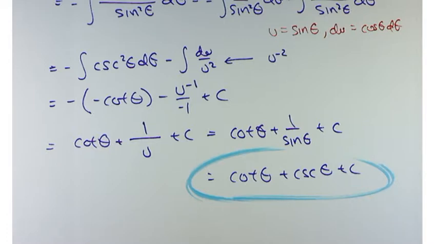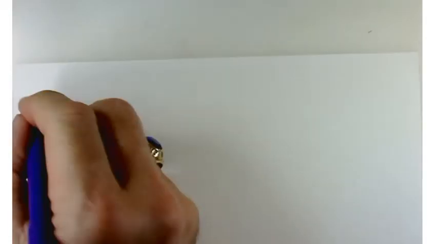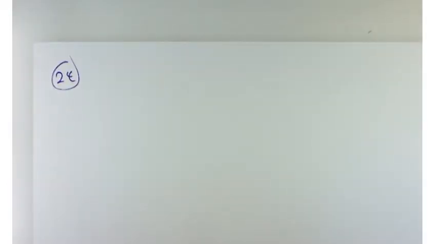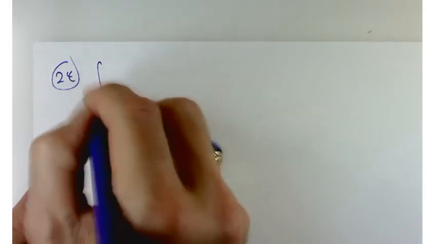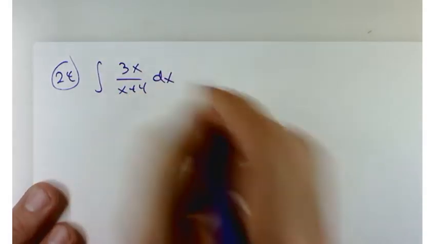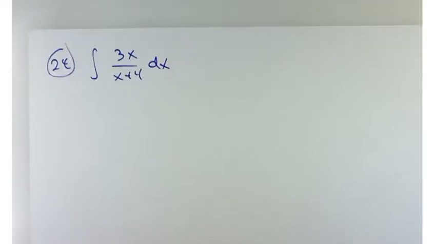Couple more tricks. Let's look at problem number 24. There's a trick in there that I want you to see. Integral of 3x over x plus 4 dx. We're going to see a little bit more of this later, so maybe seeing a little bit of a foreshadow.